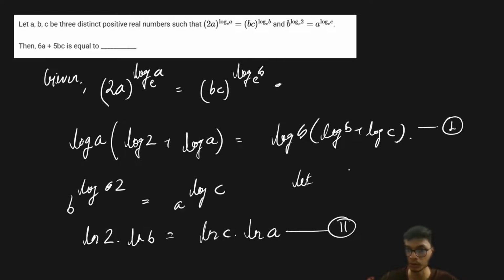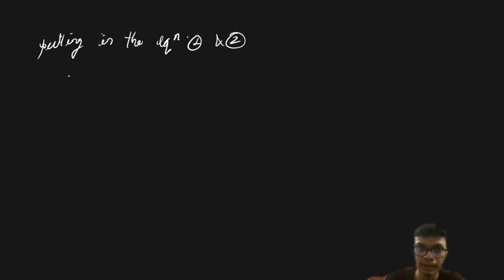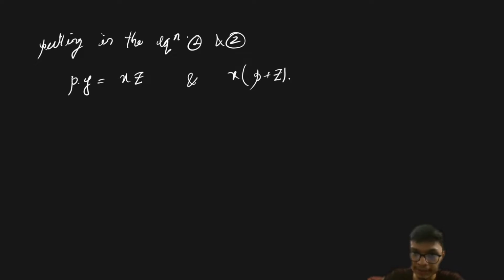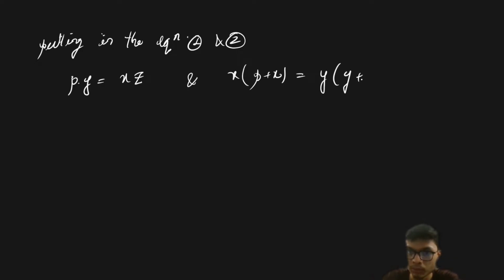Now let us assume natural log a as x, natural log b as y, natural log 2 as p, and natural log c as z. Putting these into equations 1 and 2, I will have p into y equals x into z, and x into (p plus x) equals y into (y plus z).